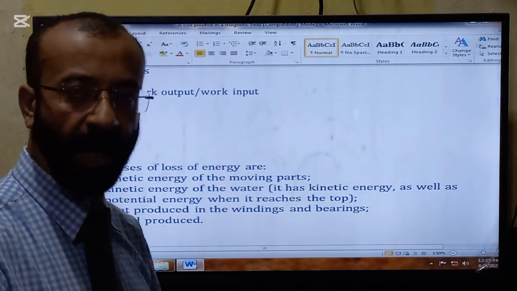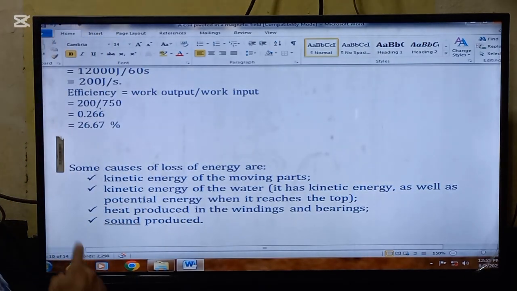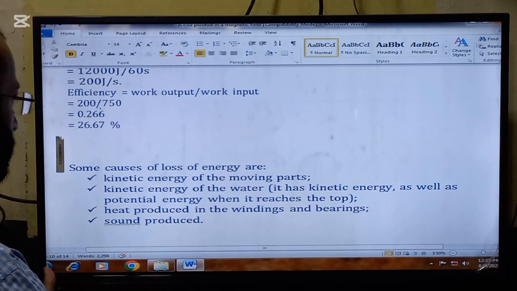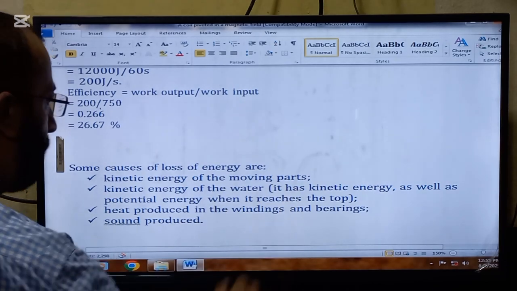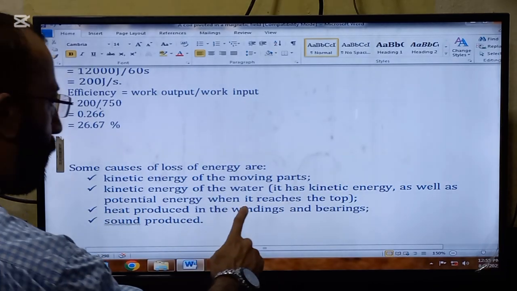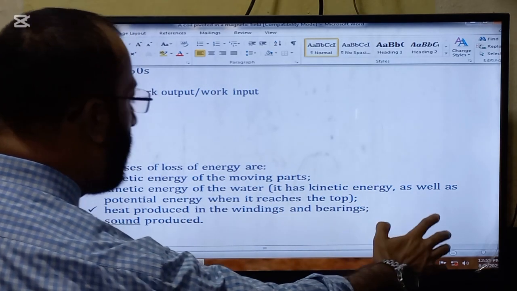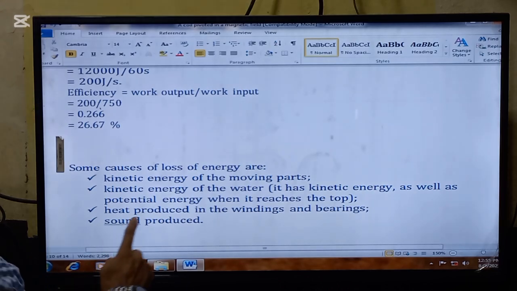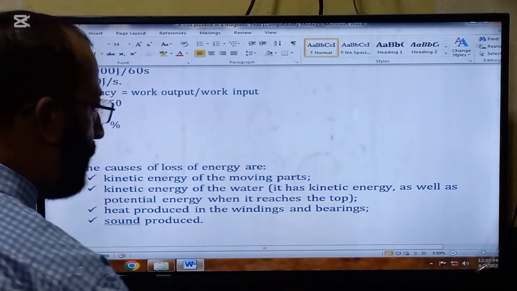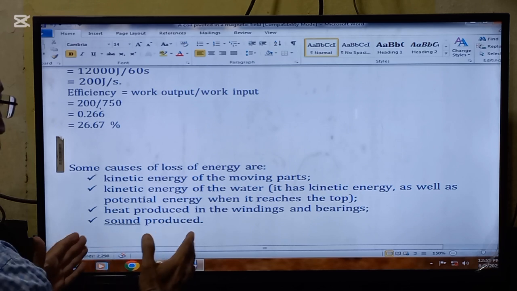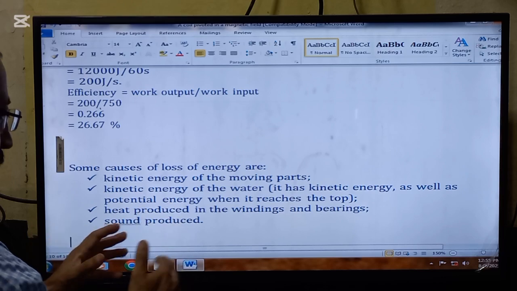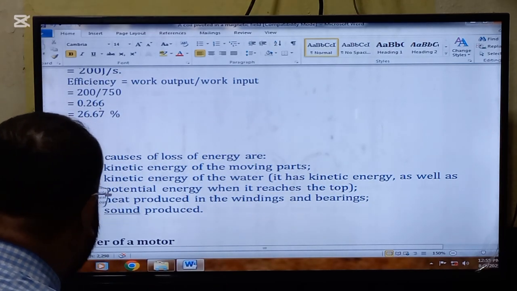We are going to read a very short question which frequently comes in the paper. That is, some causes of the loss of energy. How is energy actually lost during the running of machines? Number one, kinetic energy of the moving parts. Number two, kinetic energy of the water. It has kinetic energy as well as potential energy when it reaches the top. Number three, heat produced in the windings and bearings. And number four, sound produced. So this is how energy is lost in the running of machines.